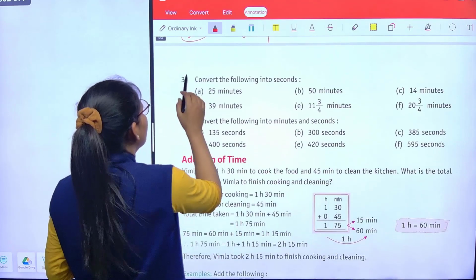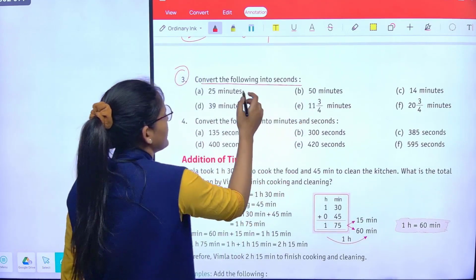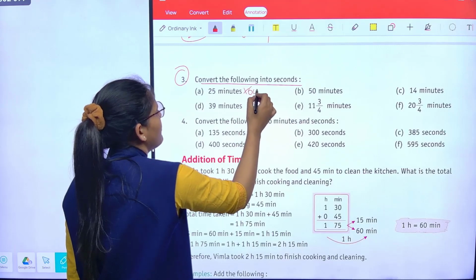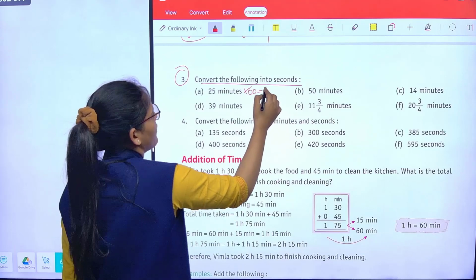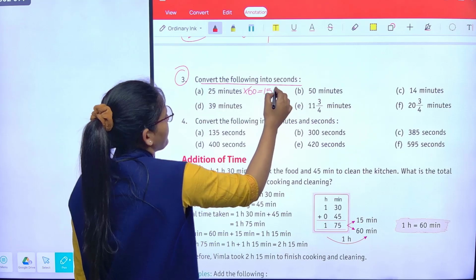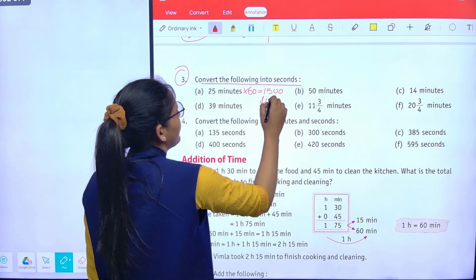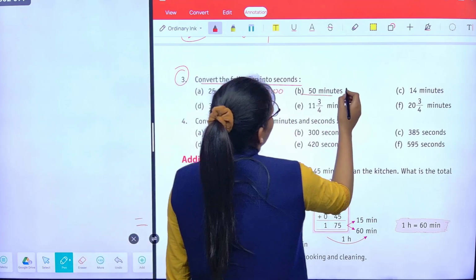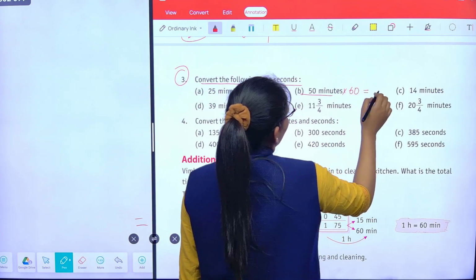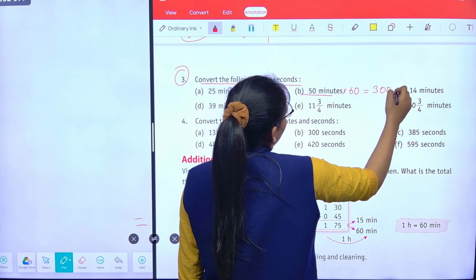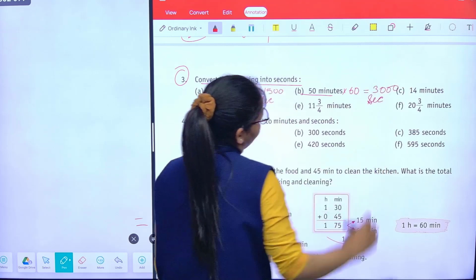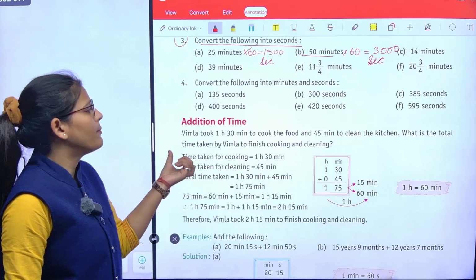Come on, question number 3. Convert the following into seconds. Class, seconds में convert करने के लिए हम multiply करते हैं. 25 6s are 150, that is 1500 seconds. Now again we will multiply, that is 60. Now 5 6s are 30, so 3000 seconds. Rest of the parts do yourself.